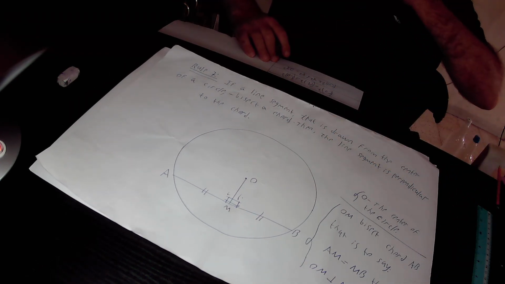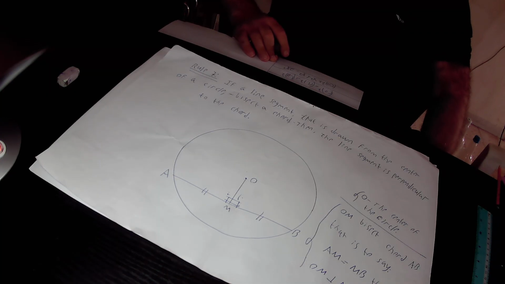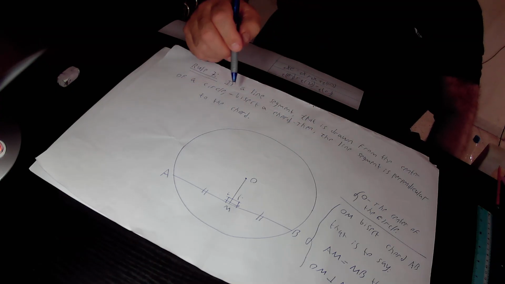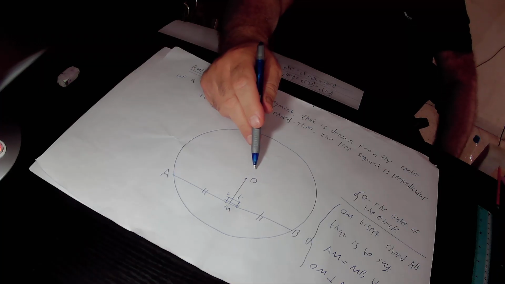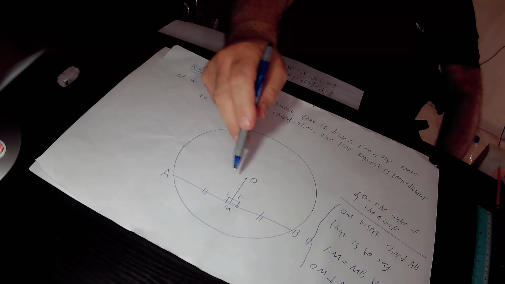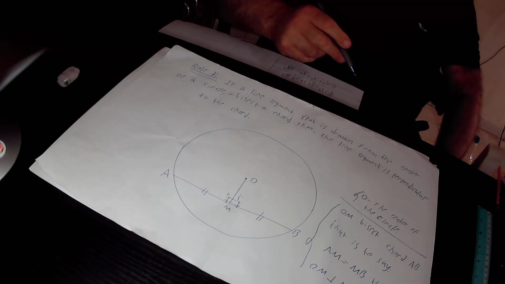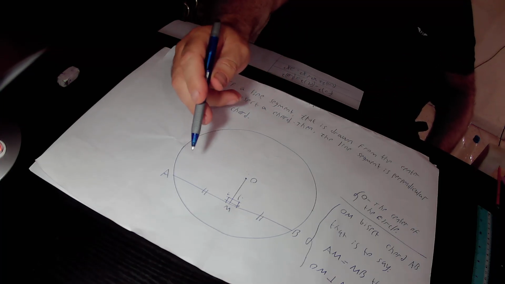According to rule 7, if a line segment that is drawn from the center of the circle bisects a chord, then the line segment is also perpendicular to that chord. So in the drawing we have a circle, and this is point O, the center of this circle. From the center, we have line segment OM that bisects chord AB. That is to say MA equals MB. And therefore, according to rule 7, line segment OM is also perpendicular to AB.